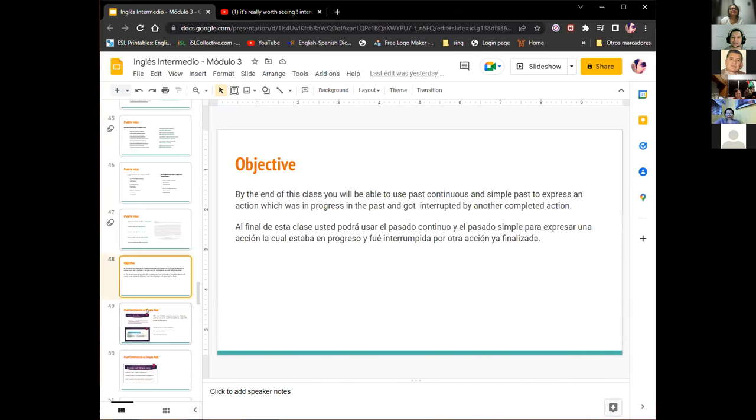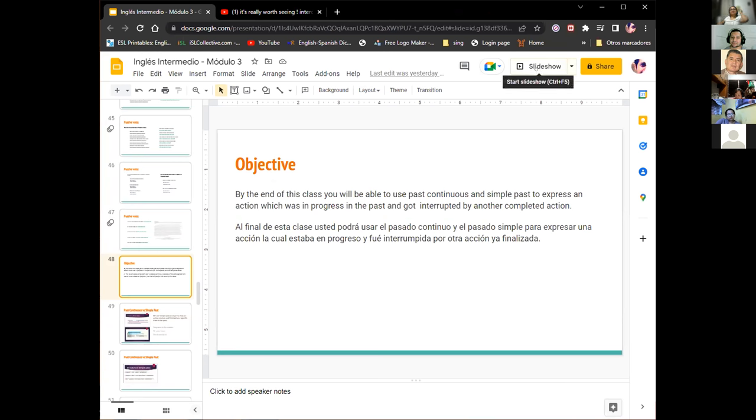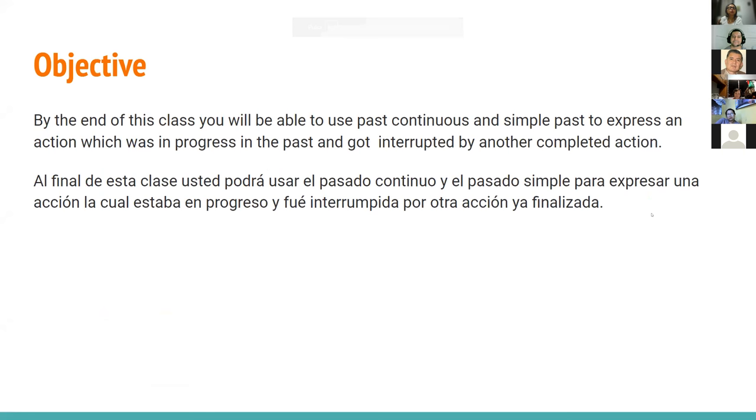Okay, now we are going to start a new topic that is different from the passive voice. I wanted to finish the passive voice. Quería terminar la passive voice hoy para darles tiempo para practicar mañana con este nuevo tema. By the end of this class, you will be able to use past continuous and simple past to express an action which was in progress in the past and got interrupted by another completed action. Es usado para expresar una acción la cual estaba en progreso y fue interrumpida por otra acción ya finalizada.